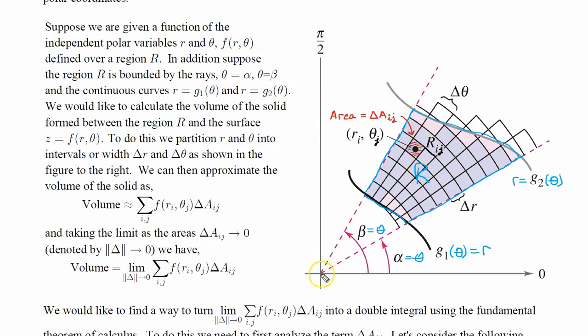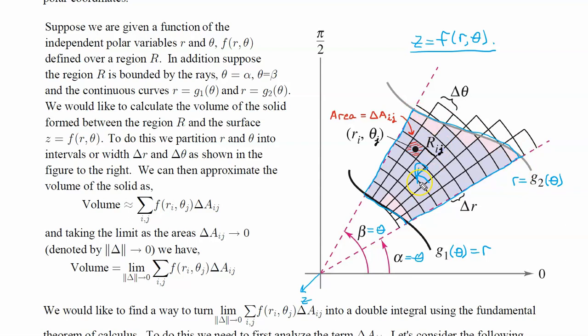Now imagine that you have a z-axis coming straight out of the computer screen towards you, and that you have some surface lying above this region, so it's floating just above your computer screen, and the surface is given by z equals f of r, theta. So we want to set up a double integral in polar form that will evaluate the volume of the solid lying above this region R and below this surface that's floating just above this region.